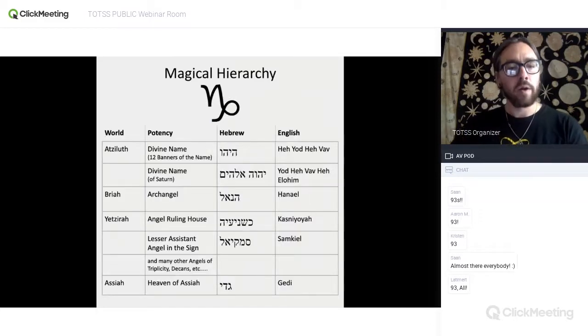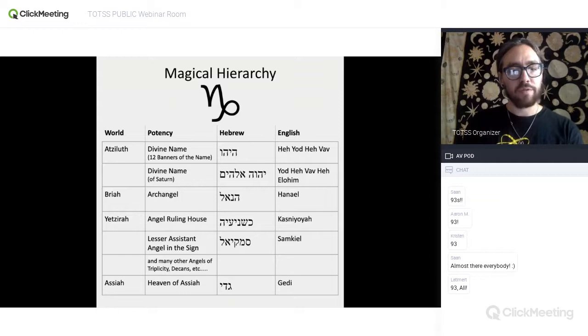All right, so look at our magical hierarchy here. This is a zodiac sign, so we'll be following the typical pattern that all of our zodiacal hierarchies have been following. So we're going to have two divine names. The first one is the permutations of the tetragrammaton, the 12 banners of the name. And so this one is He, Yod, He, Vav. And then I've also given an alternative name, a divine name of Saturn, Yod He Vav He Elohim. And then for Briah, we have the Archangel of Capricorn, which is Hanael. Not to be confused with Hanael, the Archangel of Venus, which is spelled differently. The Archangel of Venus is He Aleph Nun Yod Aleph Lamed. So there's two extra letters in that name, but they're pronounced fairly similarly.